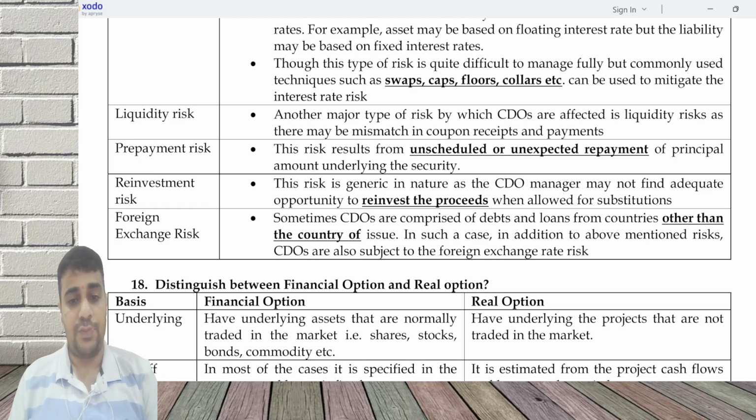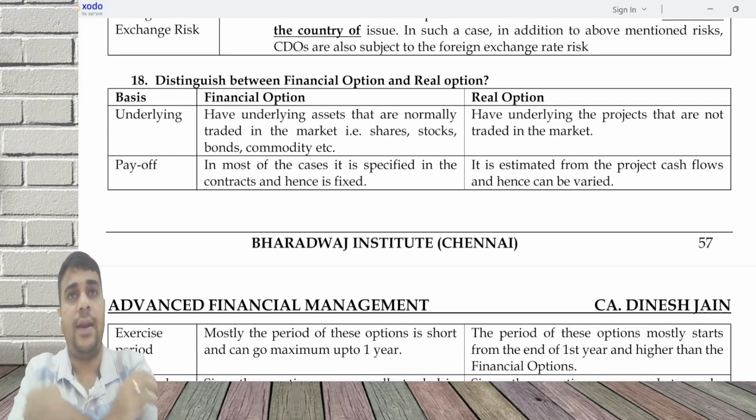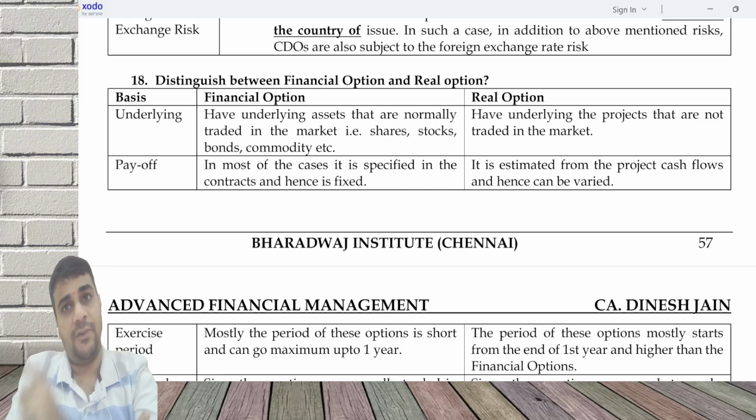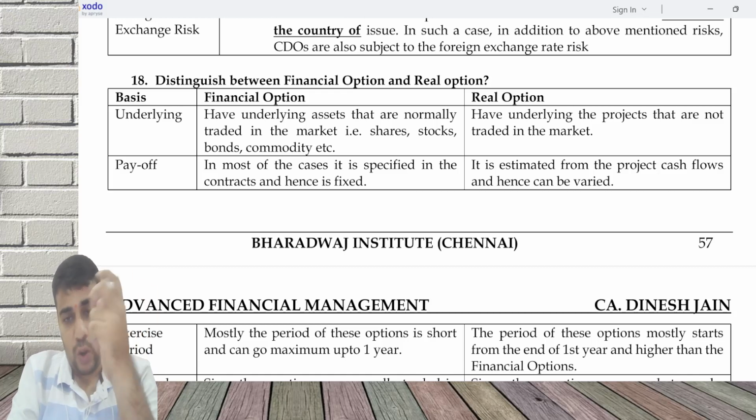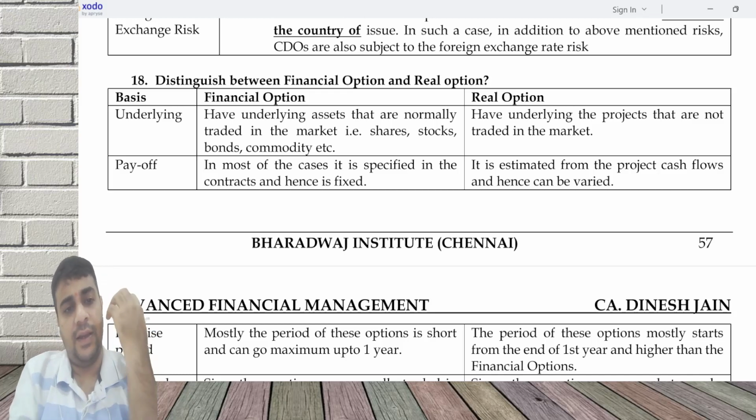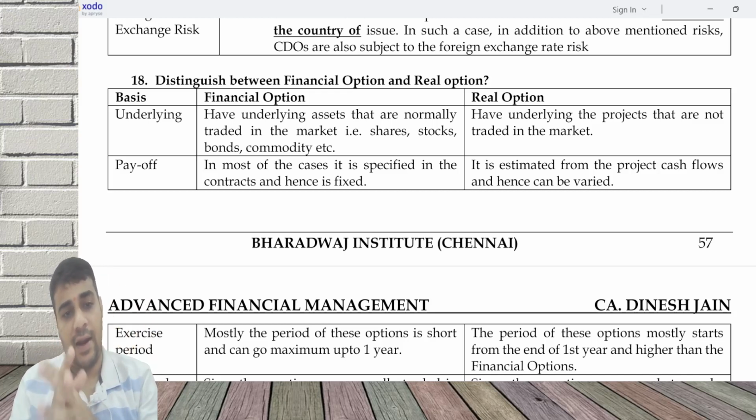Next, distinguish between financial option and a real option. Real option was coming in that capital budgeting part. We did real option valuation, where you can have an option to expand, option to abandon. When we were doing the valuation, I said real option is similar to a call option or a put option, but still the method of working is slightly different. Financial option is an underlying asset that is normally traded in the market. Real option has an underlying asset which is a project.